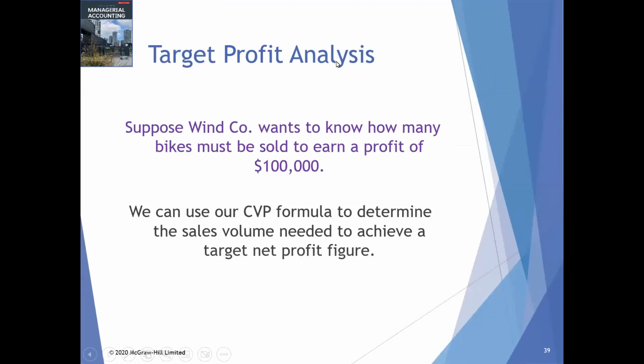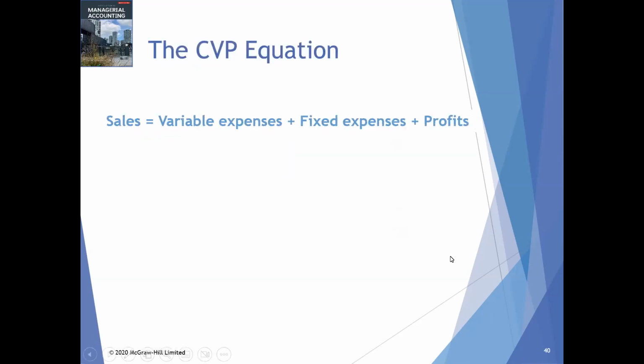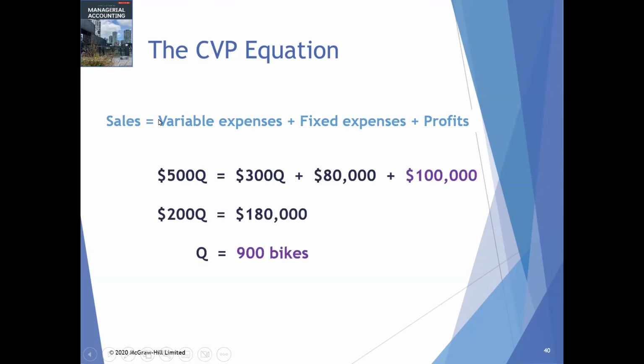Now, target profit analysis. What is target profit analysis? For example, the Wind company wants to know how many bikes must be sold to earn a profit of $100,000. We can use the CVP formula to determine the sales volume needed to achieve the target net profit. CVP means the cost-volume-profit equation, where sales is equal to variable expenses plus fixed expenses plus profit. So very simple, right? In this way we will be able to calculate what exactly we want.